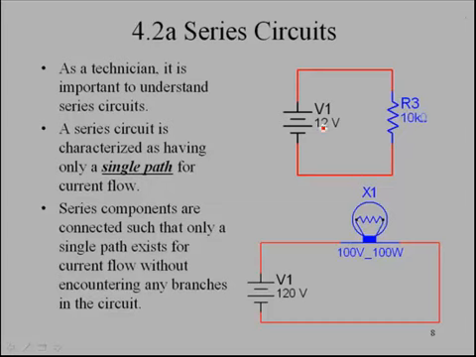And so here we have a source of EMF, and we have a component connected. Down here we have a voltage source, and we have a component connected, in this case a light bulb. But in both these cases there is only one path for current flow. There's only one way that current can flow. There's no alternative paths. There is only one path, and that makes this a series circuit. Series components are connected such that only a single path exists for current flow without encountering any branches in the circuit.